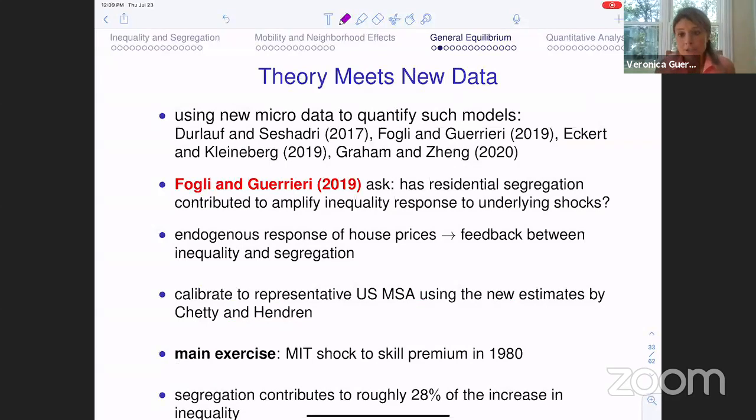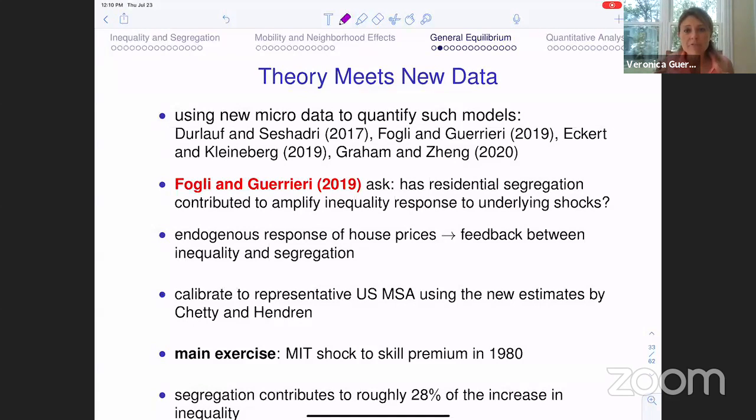Okay, so building on these papers, on these models, there has been a group of new papers trying to exploit the growing new micro data used to measure intergenerational mobility, neighborhood exposure effects, and so forth, and try to quantify this effect. And going back to the question that I had before, they try to understand how much of, for example, the rise in inequality is due to this sorting effect rather than to a mechanical effect.